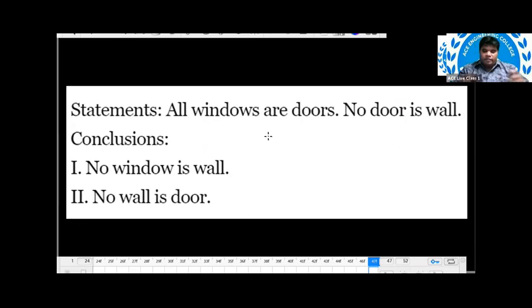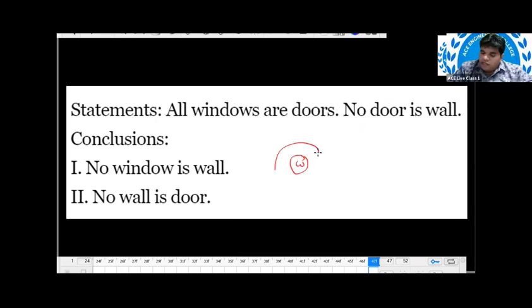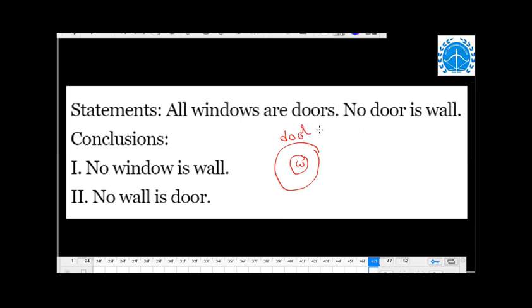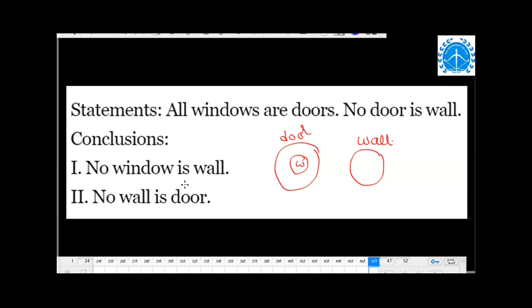Okay, Kirti, tell me now. All windows are doors, same previous diagram. No door is a wall. It is the same question but the options are different. Okay, so now come to the conclusion. No window is a wall. Is it right or wrong? Right.